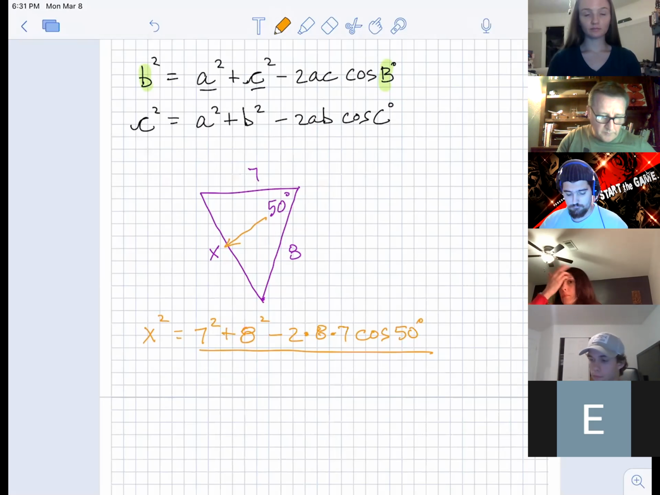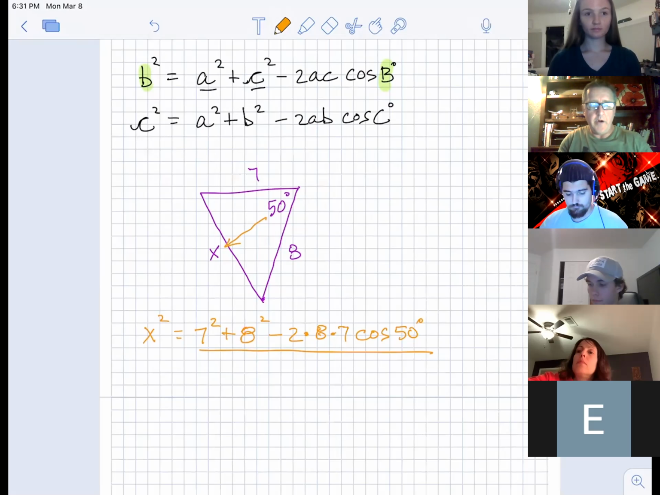So, okay, that's pretty sweet. That's not so hard. I hope you agree. So X is, just to have it in the notes, approximately 6.404.